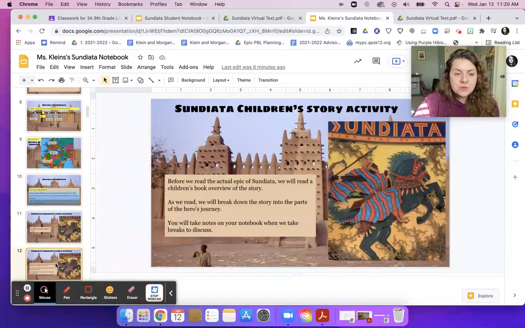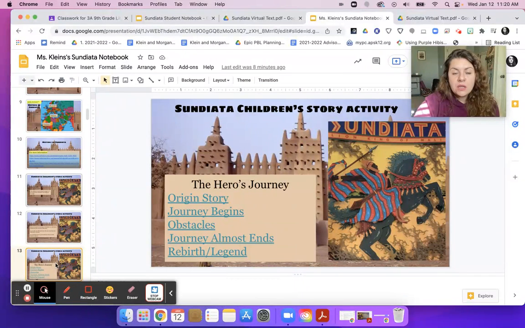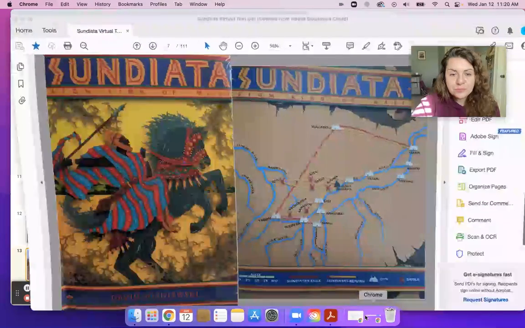So, as I read the story, we are going to break it down into the parts of the hero's journey. So we will go over Sunjata's origin story, how his journey begins, the obstacles he faces, and how his journey almost ends. I'll probably cut this into 2 videos to take a little break. And basically, after I read the section, I'll show you the notes in the notebook. Hopefully this makes sense. Here we go.